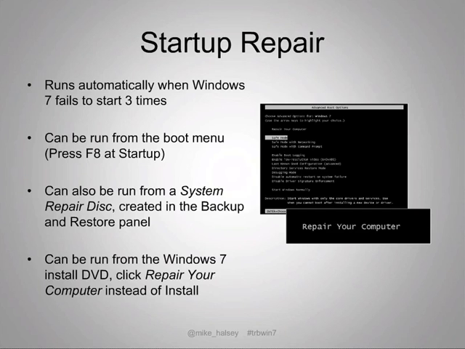Finally, you can access the startup repair options from your Windows 7 installation DVD. When you click through the first screen where it asks you about your country and your language, just click through that, and at the next screen you'll have a big button in the middle of the screen, do you want to install Windows? And if you look in the bottom left-hand corner, there'll be an option there called Repair Your Computer, and that will take you through to Startup Repair options.